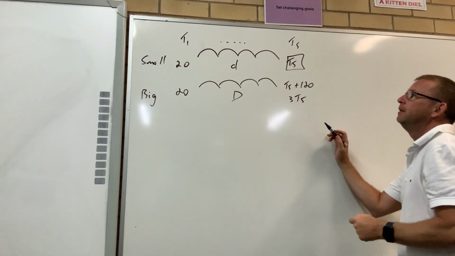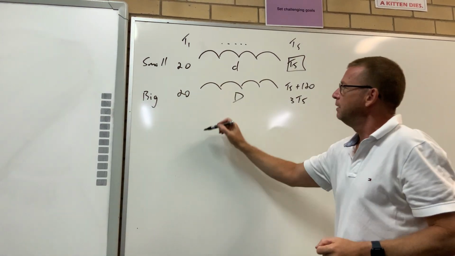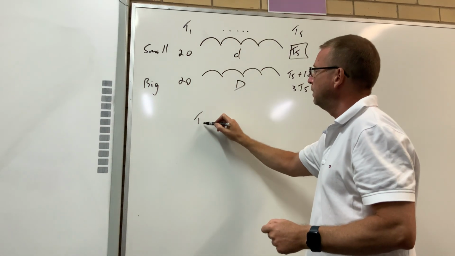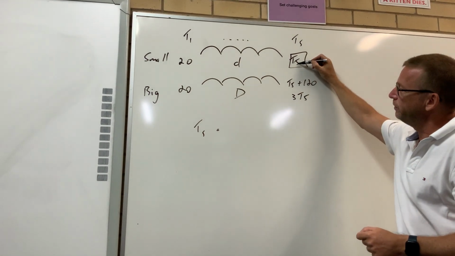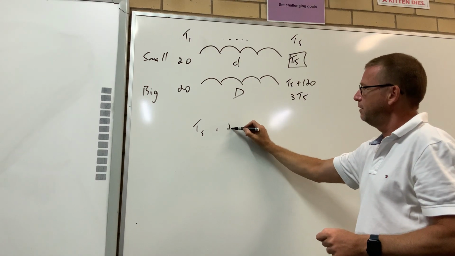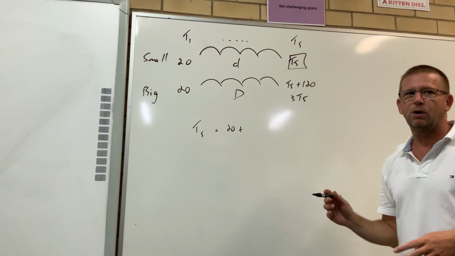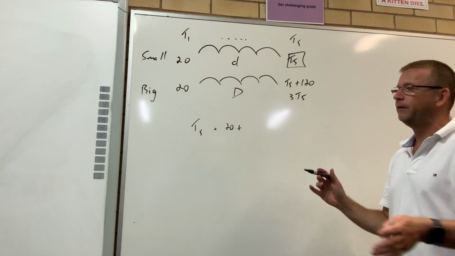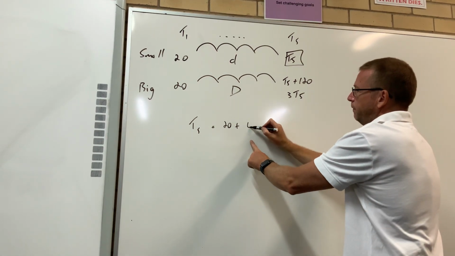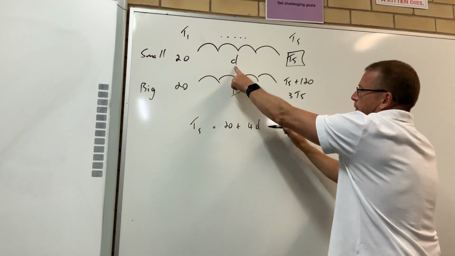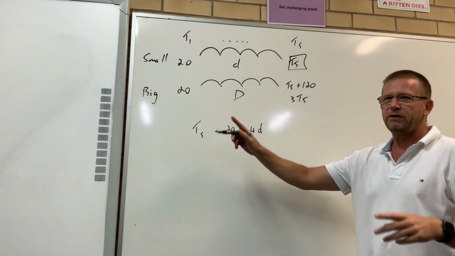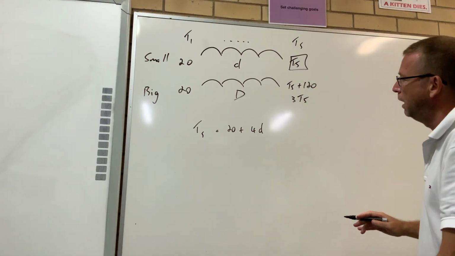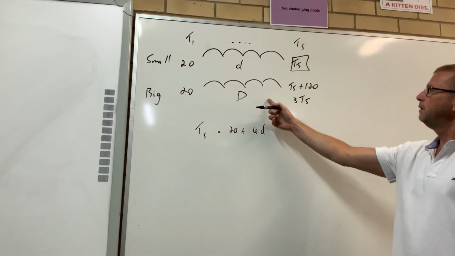What's A? 20. So term 5 is A plus n minus 1 d. What's n? 5. So 5 minus 1? 4. And that's a lowercase d. So even though I don't know what term 5 is, it's still a valid equation.